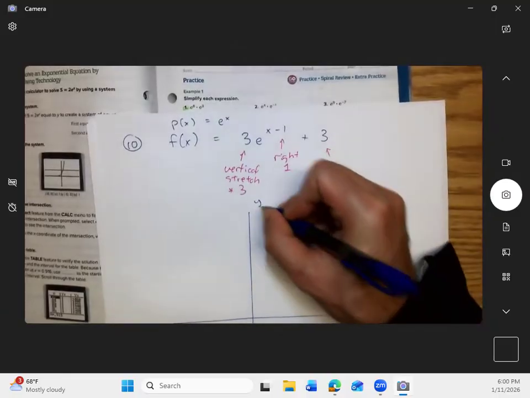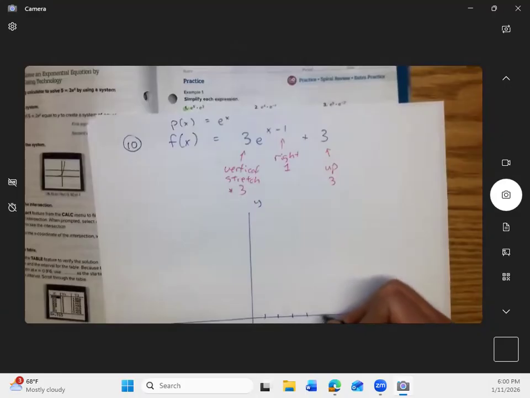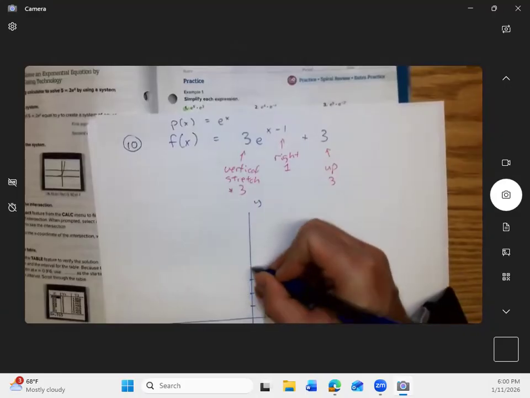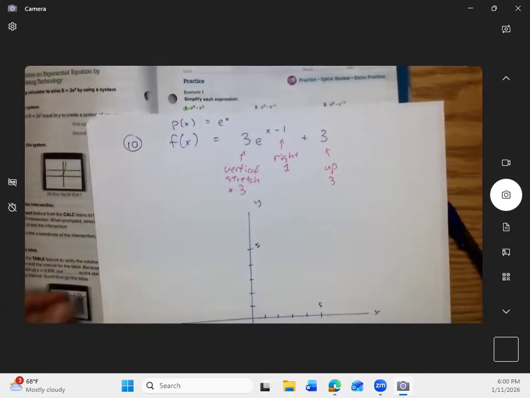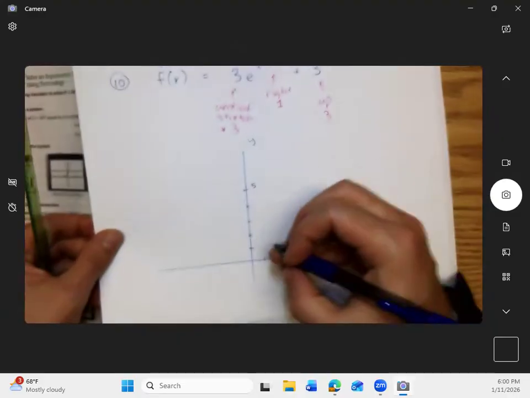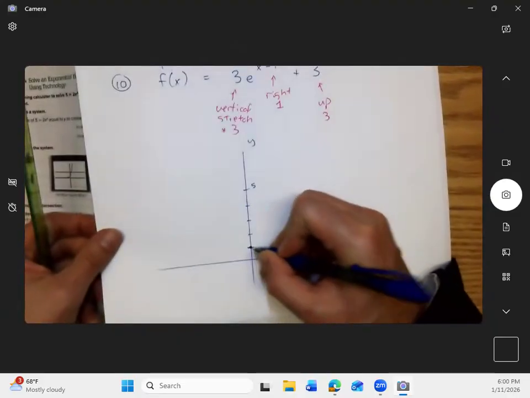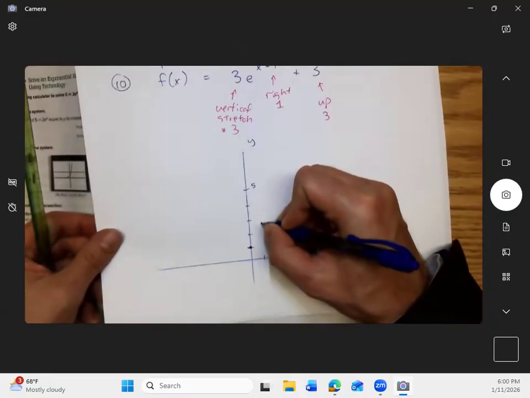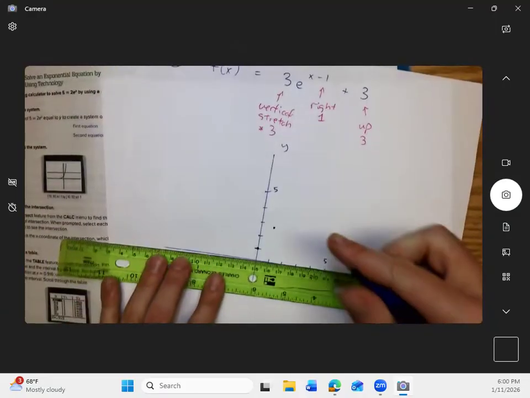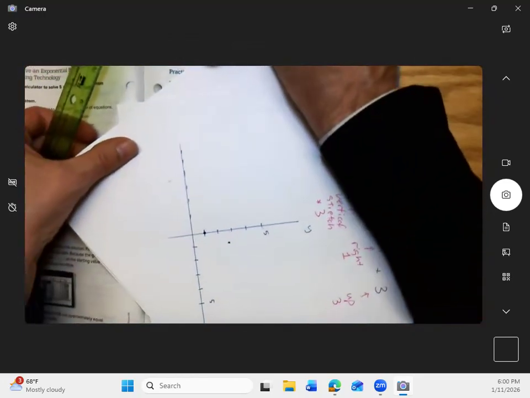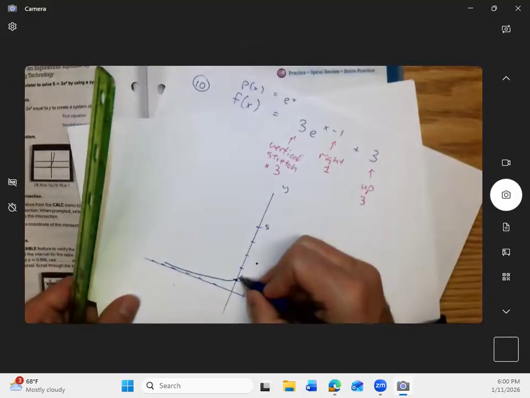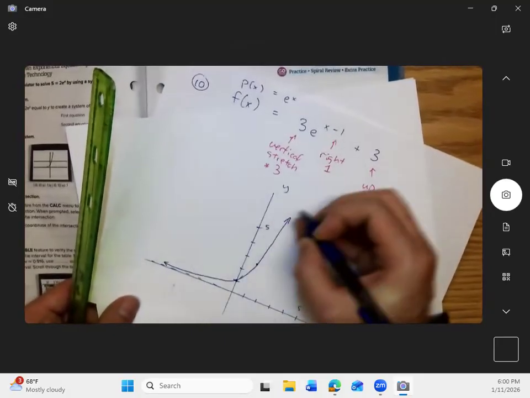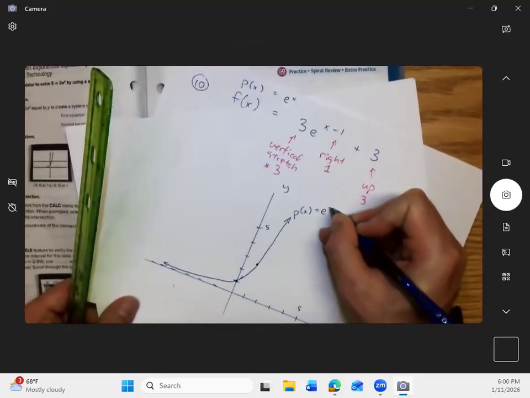Got x, y. Let's go 1, 2, 3, 4, 5, 1, 2, 3, 4, 5. Let's see what that gets us. So the parent function, y equals e^x. e^0 is 1, e^1 is e, 2.7 something. And there's a horizontal asymptote out this way, going forever to the left. String that all together. I think it'll look like this. So this is your parent function, which is e^x.